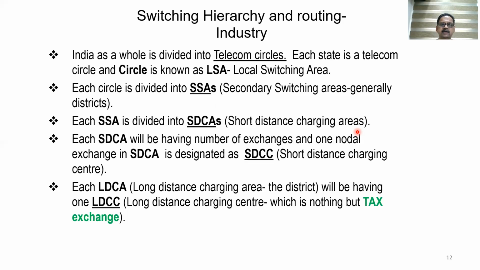Each SDCA will have a number of exchanges, and one nodal exchange in the SDCA is designated as SDCC. SDCC stands for short distance charging center. As I told, each tahsil is one SDCA, and there may be 10 to 15 tahsils or SDCAs in our telecom parlance. Each SDCA or sub-zone may have from 10 to a maximum of 20 exchanges.